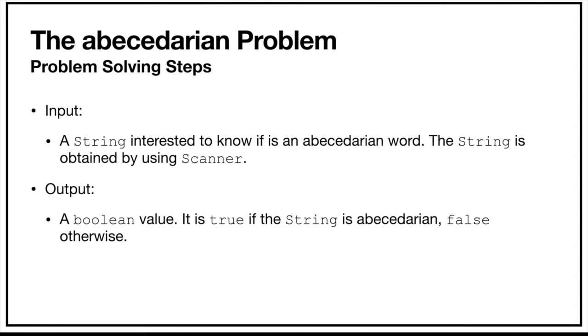So the input is a string, right? We're interested to know if it's an abecedarian word. The string is obtained from the computer user by using Scanner. So that is our input. The output is a Boolean value: true if the string is abecedarian, false otherwise. So here there are a couple of pieces of information that were given to us: the string, and the Boolean return type. That's our input, that's our output.